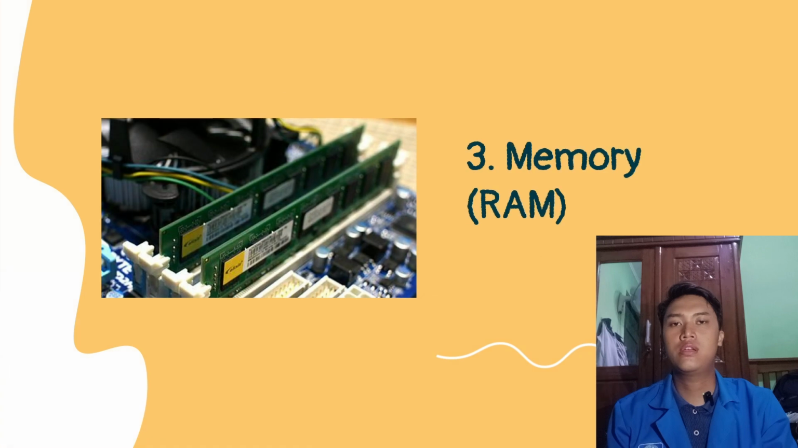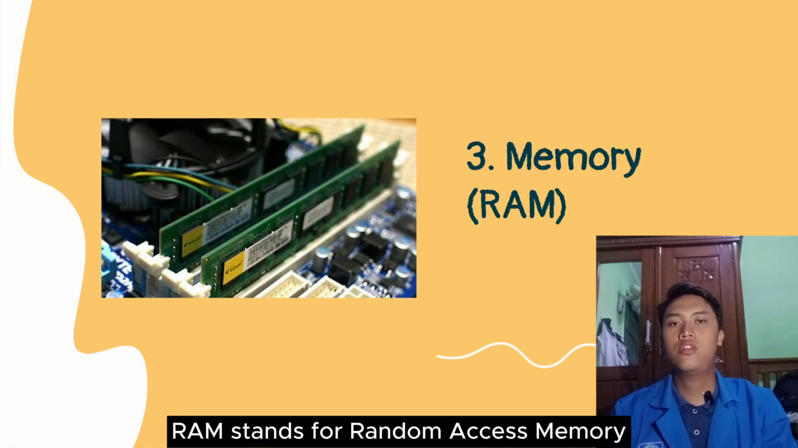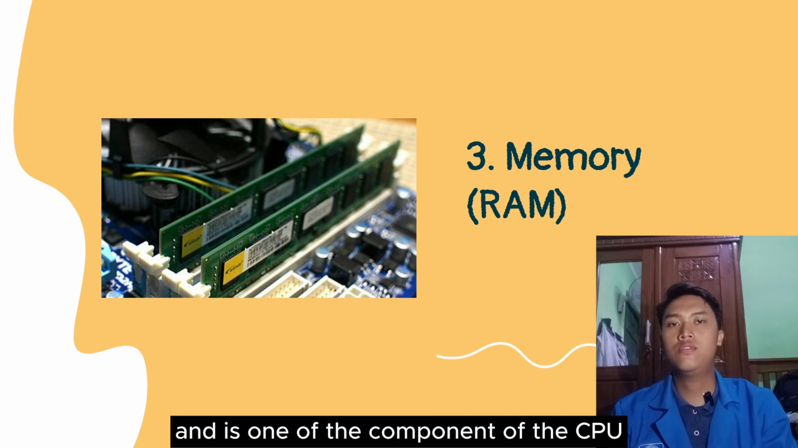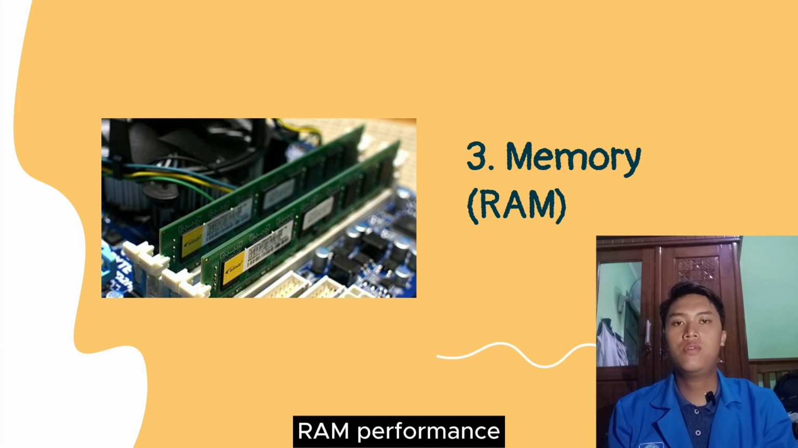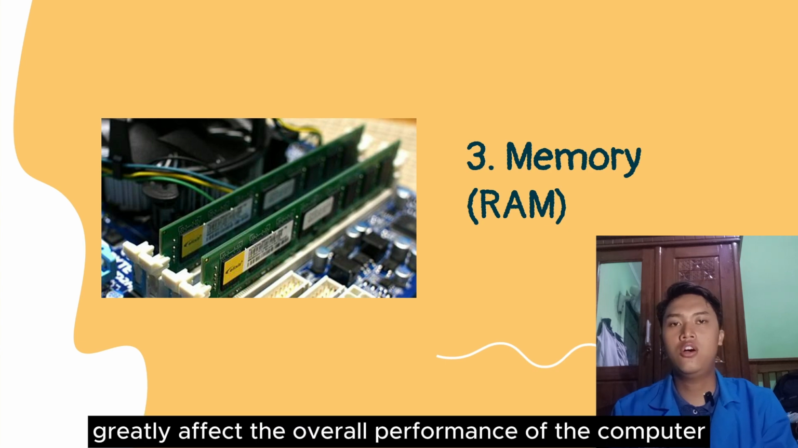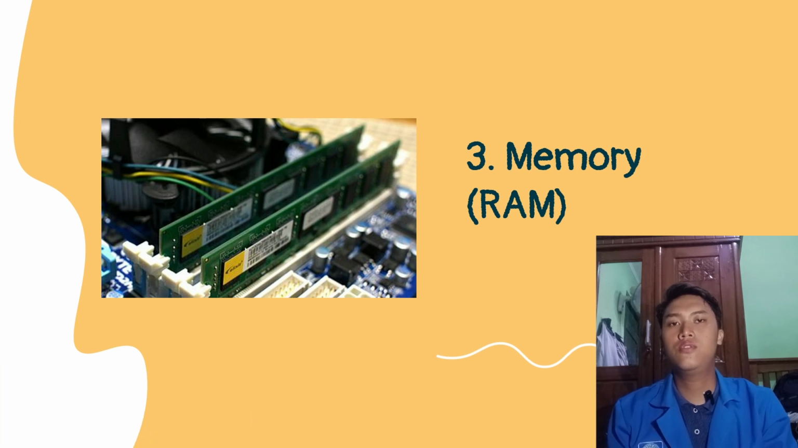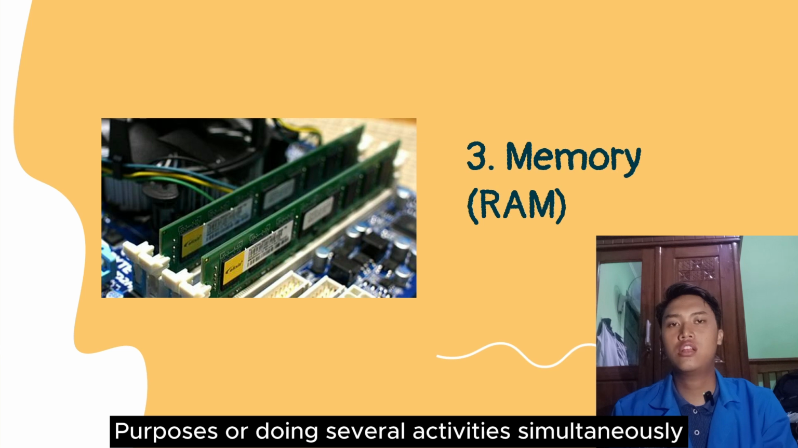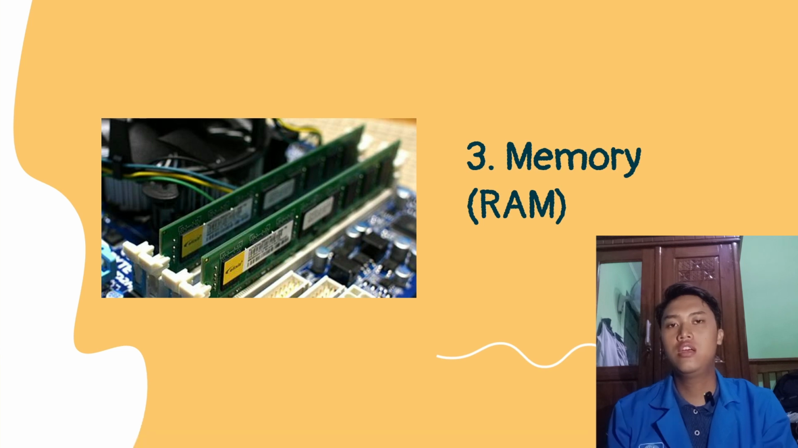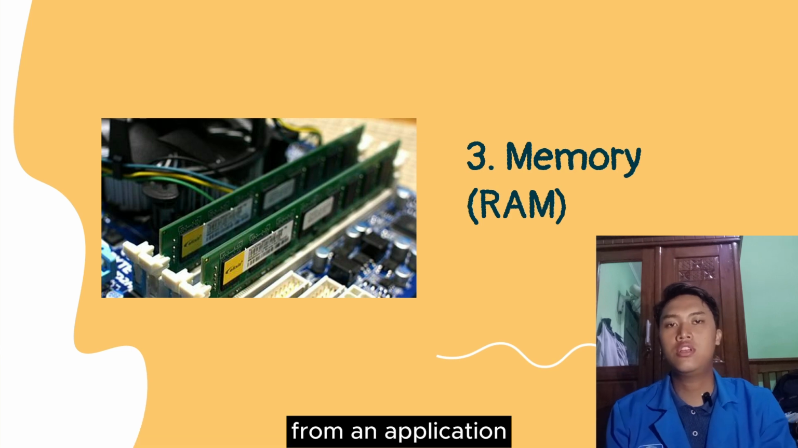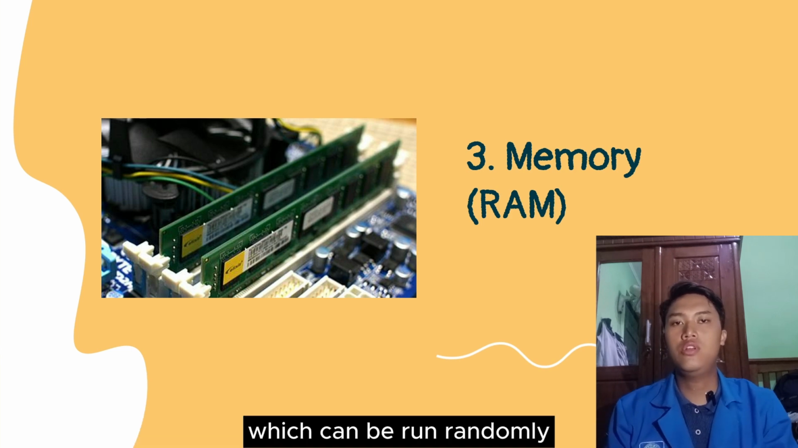Number 3, memory or RAM. RAM stands for Random Access Memory and is one of the components of the CPU. RAM performance greatly affects the overall performance of the computer, especially for multitasking, for the purposes of doing several activities simultaneously. The function of RAM is to store temporary data from an application, which can be run randomly.